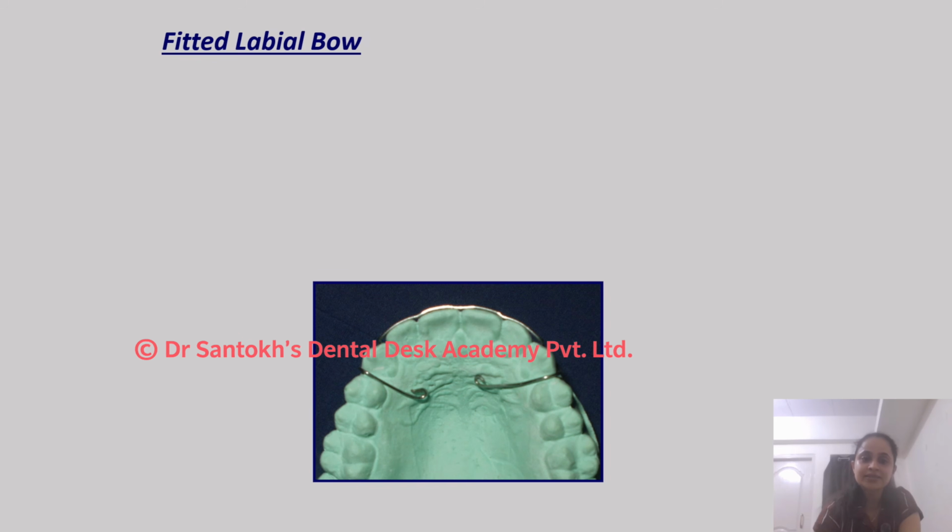Next, coming to your fitted labial bow. So this is a fitted labial bow. As you can see, it is completely encircling or fitting the labial surface of the tooth. So what is the purpose of this fitted labial bow? It is mainly used for retention, while all other labial bows till now we studied are used for retraction, correction of overjets, or used to close the spaces, while the fitted labial bow is used as a retention appliance. Okay.